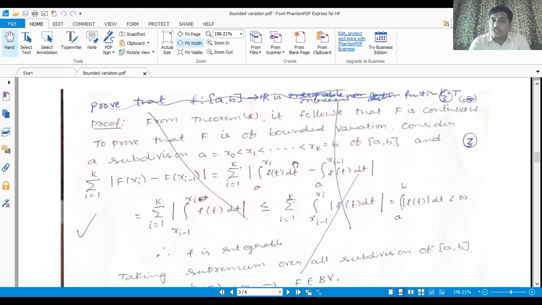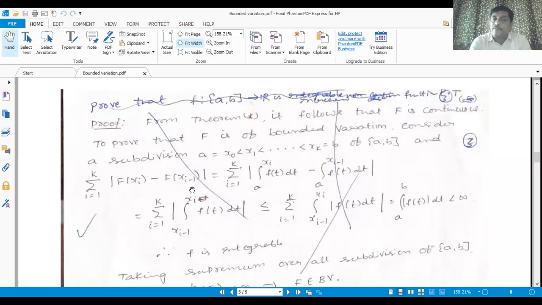Consider a subdivision. [a, b] is the closed interval that can be made into a subdivision here: a = x0 < x1 < ... < xk, and we form the sum for i running from 1 to k of mod of f(xi) minus f(xi minus 1). Here, what is capital F of x? Capital F of xi is the integral from a to xi of small f of t dt.